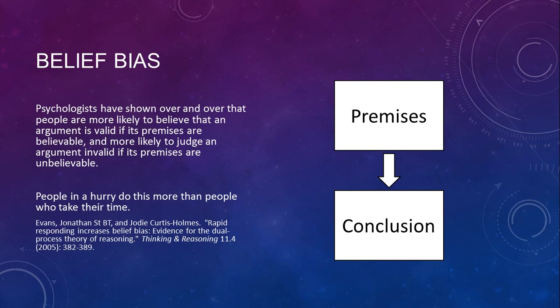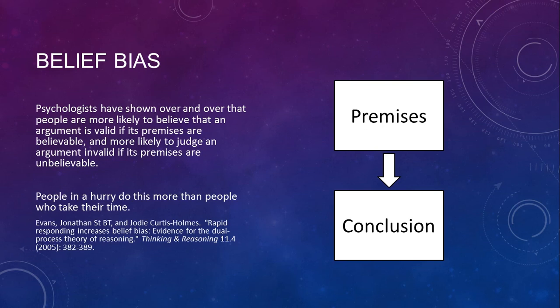So the reason why it's helpful for you to do this stuff is because humans, all of us, have this thing called belief bias. That is, psychologists have shown over and over again that people are more likely to believe that an argument is valid if they believe the conclusion. And if you believe the premises and you believe the conclusion, then you're more likely to judge an argument valid than if you disbelieve one of the premises or the conclusion. But that's got nothing to do with validity, right?